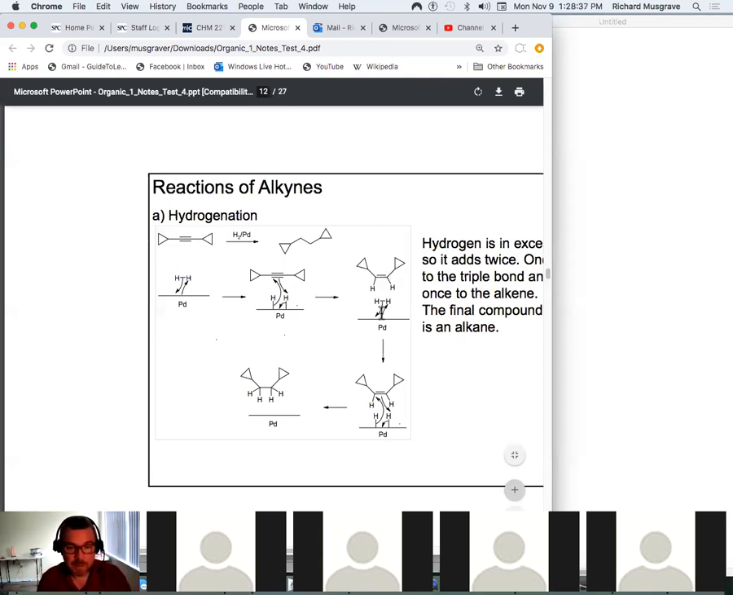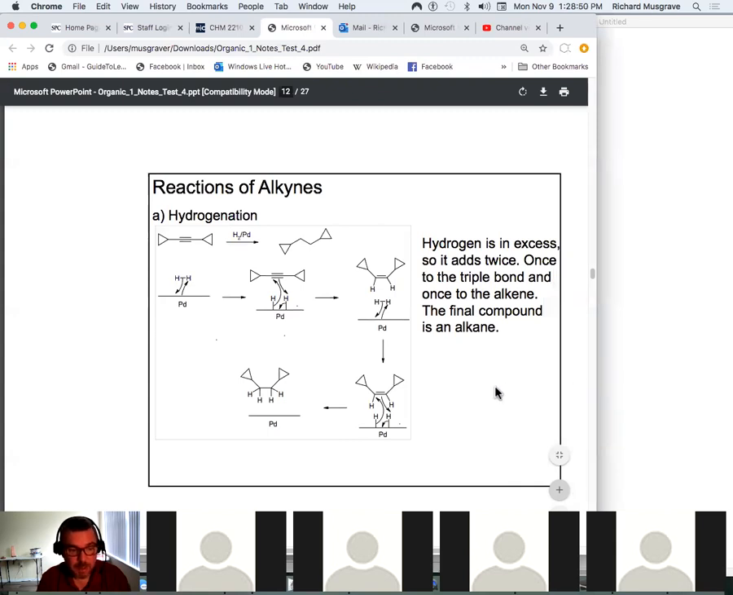What will happen is it will react with the hydrogen twice, and we'll end up with an alkane as a product and not an alkene. Does anybody have any questions about that one?